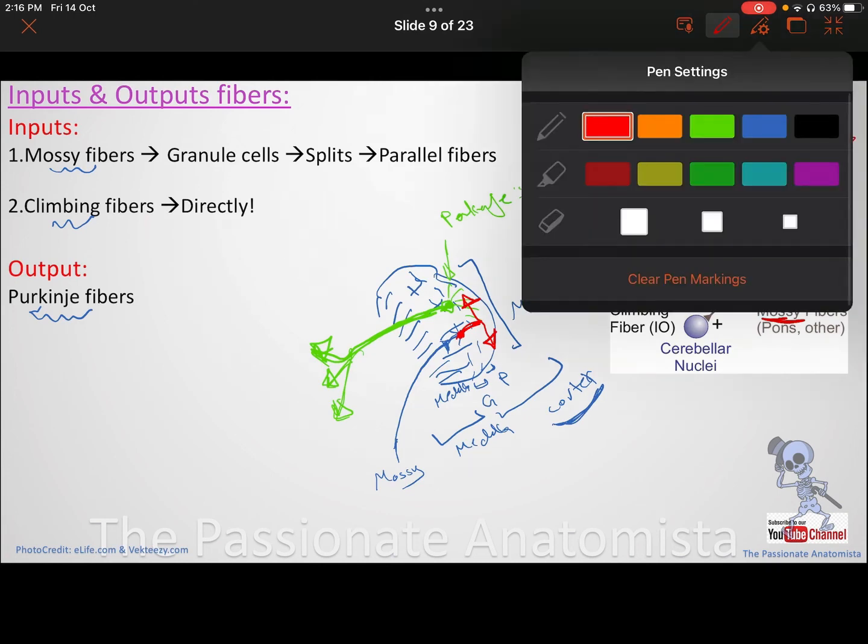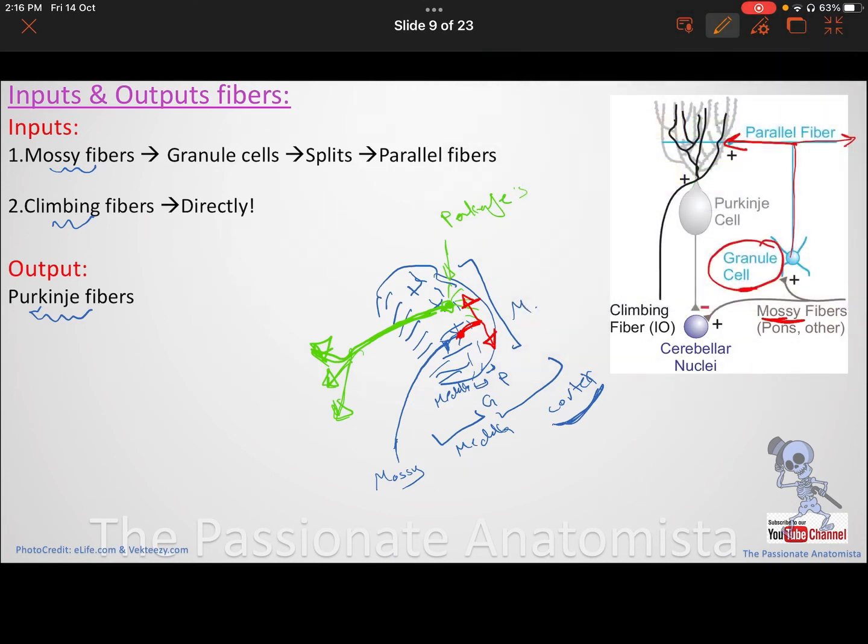Okay, so what about the other thing? What is the other thing that you have? The other thing, you guys, I have is the climbing fibers. The climbing fibers are coming from the inferior olivary nucleus. So from the inferior olivary nucleus, we will send input that is called climbing fibers.